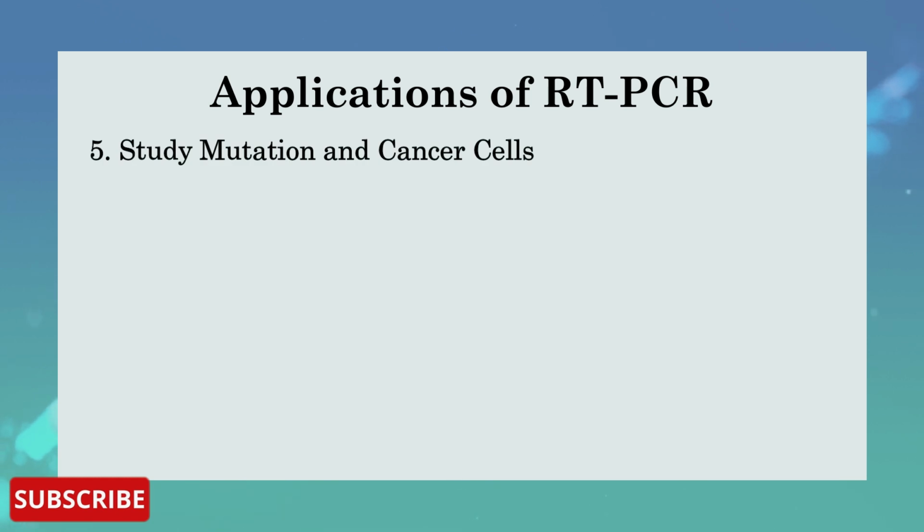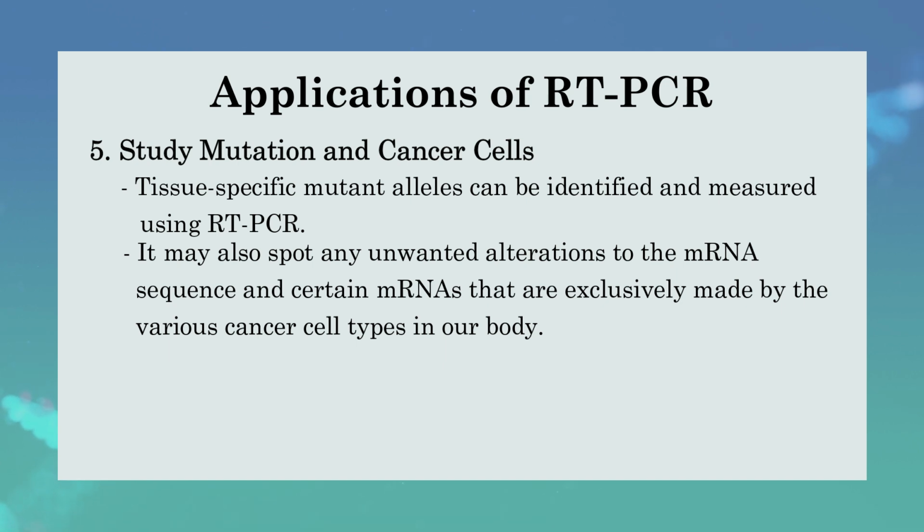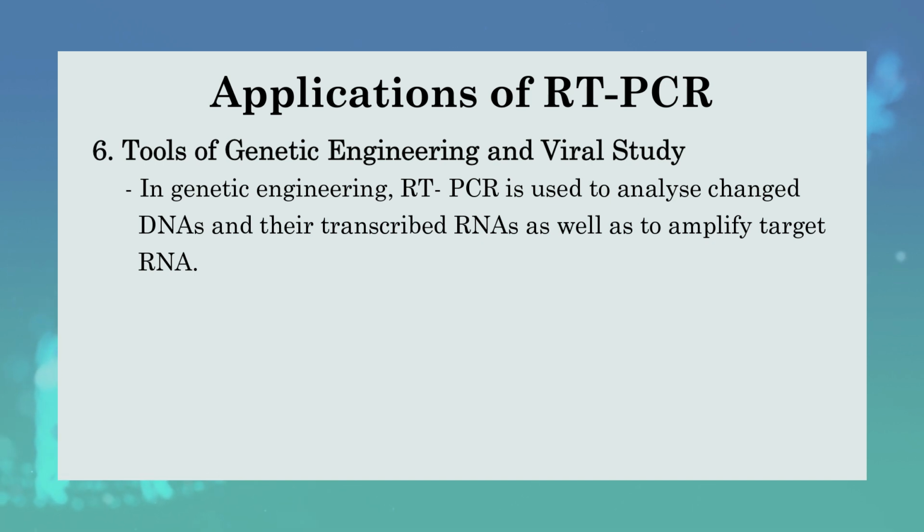Number 5. Study mutation and cancer cells. Tissue-specific mutant alleles can be identified and measured using RT-PCR. It may also spot any unwanted alteration to the messenger RNA sequence and certain messenger RNAs that are exclusively made by various cancer cell types in our body. Number 6. Tools of genetic engineering and viral study. In genetic engineering, RT-PCR is used to analyze changed DNAs and their transcribed RNAs as well as to amplify target RNA. Let's see the advantages of RT-PCR.